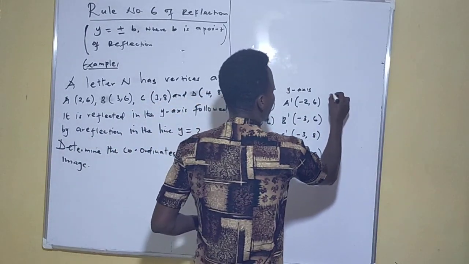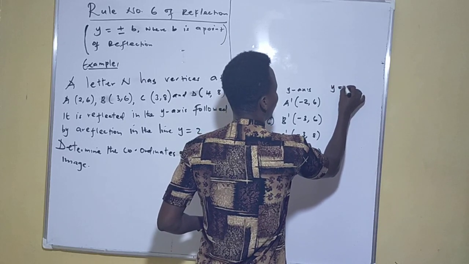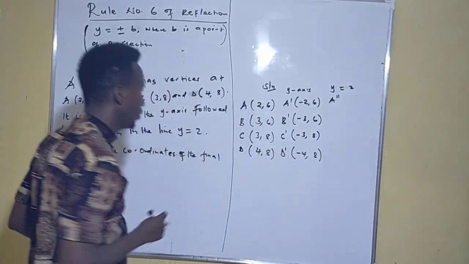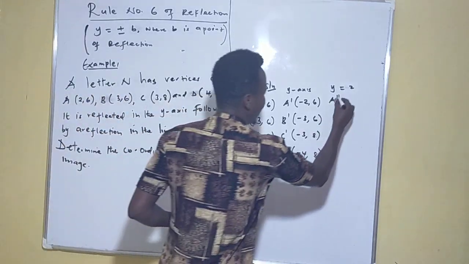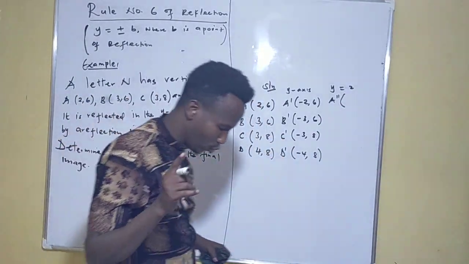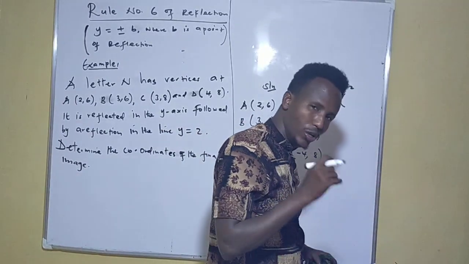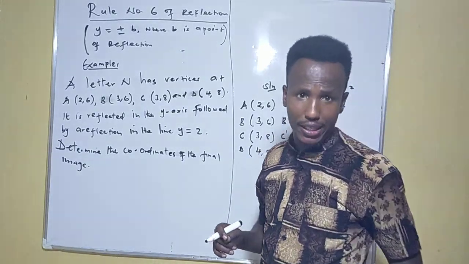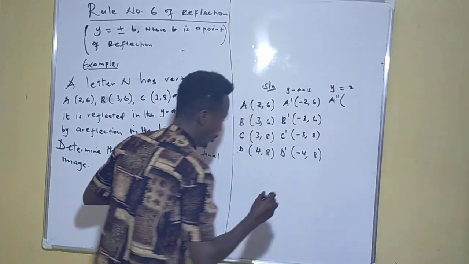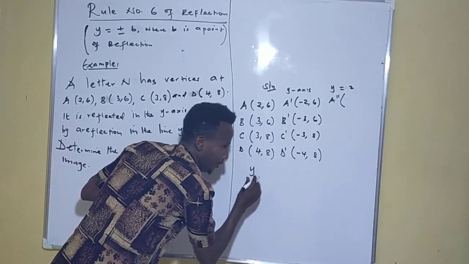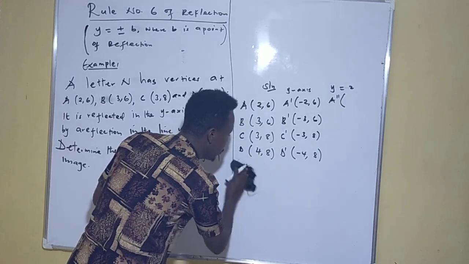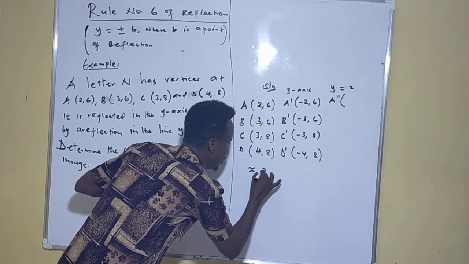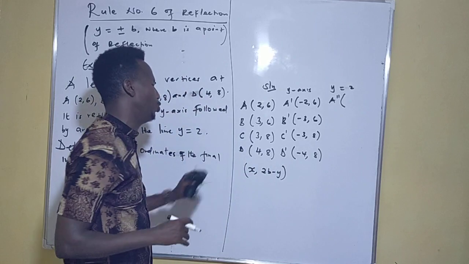Followed by y equals 2. So we want to get A double prime. We said in our rule number 6, if you go back and read this, you will see that when a certain point is reflected in the line y equals plus or minus b, the formula of getting the image point will be, look here, this is the formula we'll be using. If a certain point is reflected onto the line y equals plus or minus b, the image is (x, 2b minus y). This is the formula we're going to use.